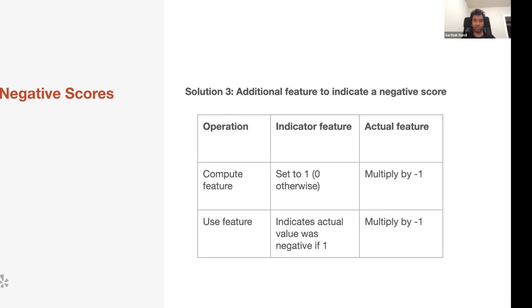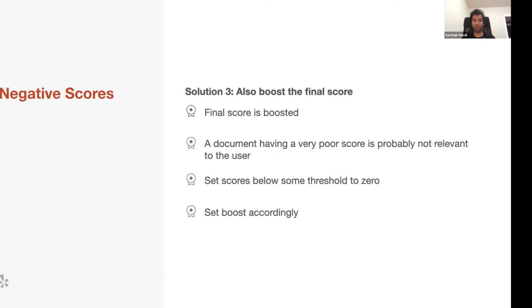This is how it works. When we compute the indicator feature and the value is negative, we set the indicator feature to 1, otherwise 0. And when computing the actual feature, we multiply the value by -1 if it is negative, so that the value becomes positive. When using the feature, we first check the indicator feature to see if it is 0 or 1. If it is 1, we know the feature was negative, and we can multiply the actual feature's value by -1 to get the original negative value. This takes care of the feature scores, but we can't do the same with output from the model because we need to return a single score.